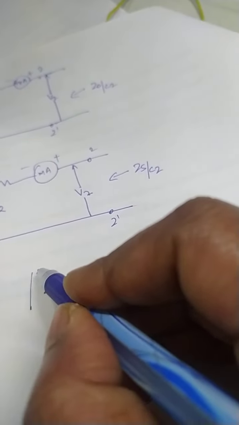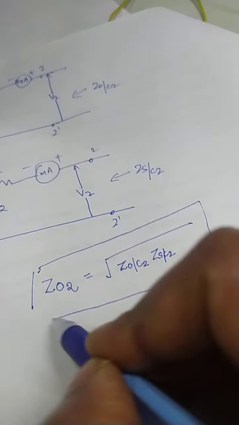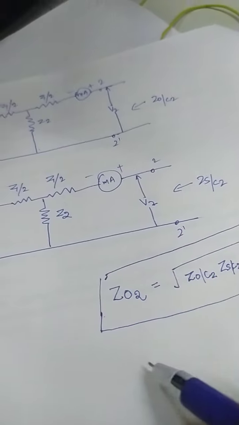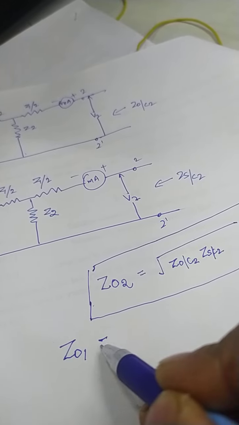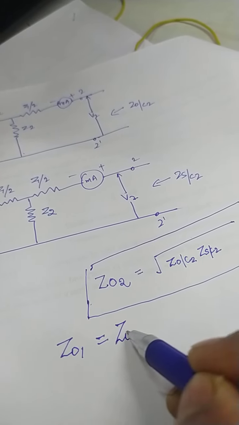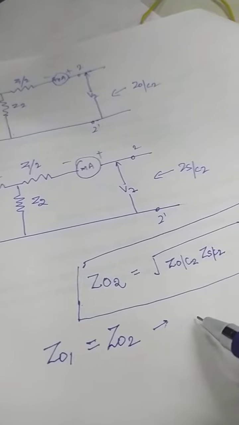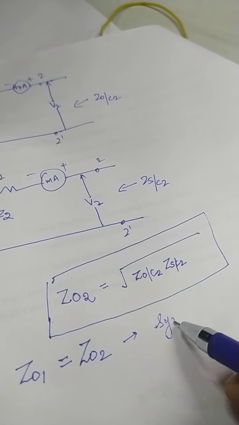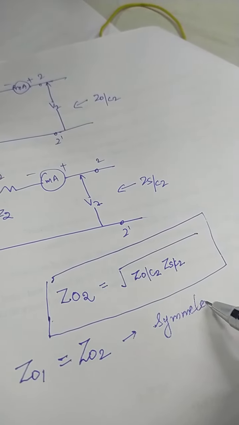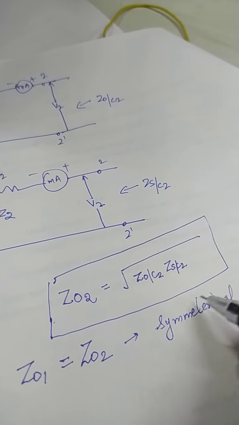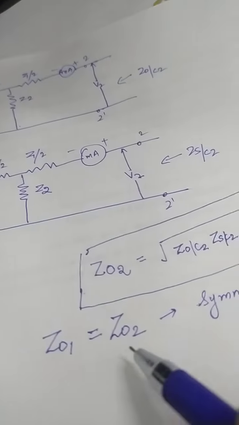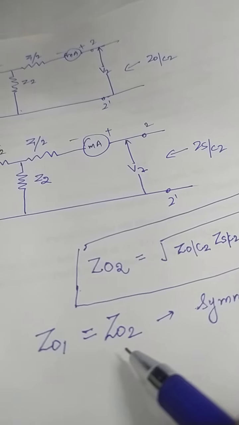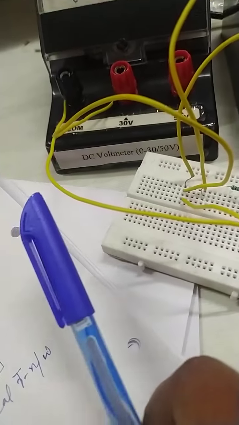After having these calculations, whatever is the value of the characteristic impedance measured at port 1, we will be able to conclude that these both impedances will be equal, and that is the concept for symmetrical networks. So in a symmetrical T network, the values of input impedance and output impedance will be the same. Clear? So it will have the same procedure.